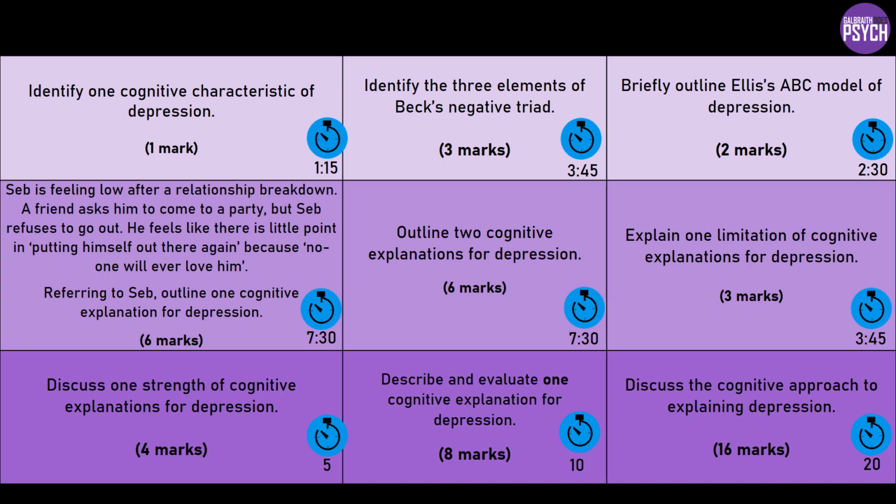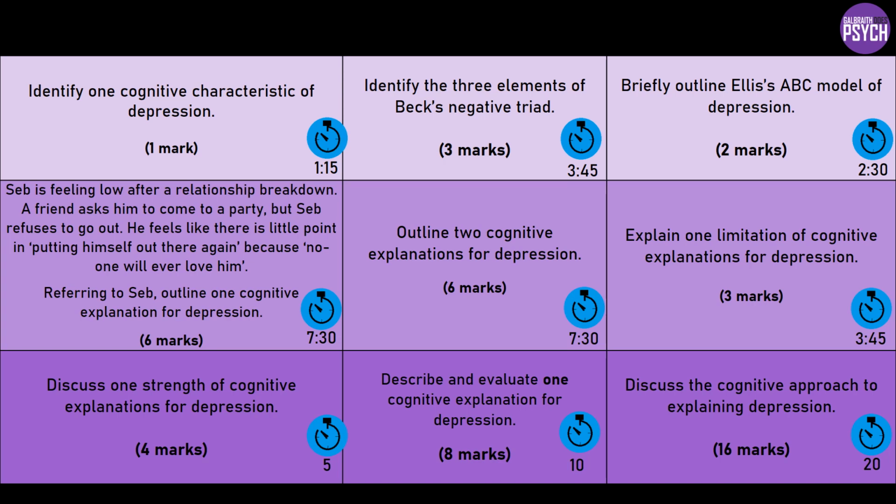2 marks for outlining Ellis's ABC model. Okay, so Ellis says that depression is a result of, it's not really caused by, but it's certainly linked to activating events. Okay, the events don't cause the depression, which is a common misconception. That's a bit like what we do with phobias. Yeah, that would be a behaviourist idea.